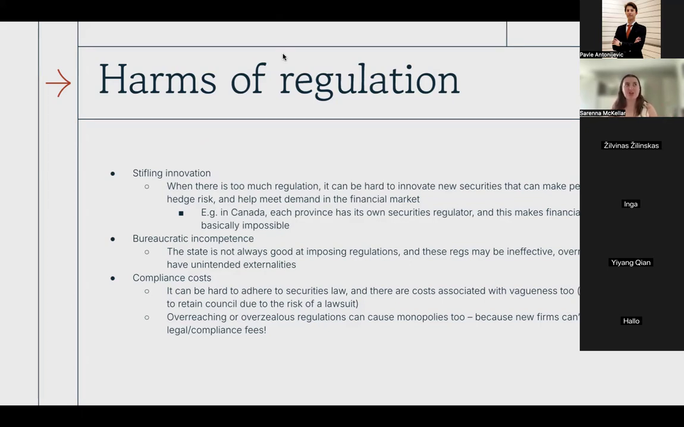And this makes financial engineering basically impossible because if you want to create a new security in Canada and sell it, you would need to get it approved individually in every single province to go to the market. And some might be okay with it, some might not. So regulation can certainly stifle innovation.